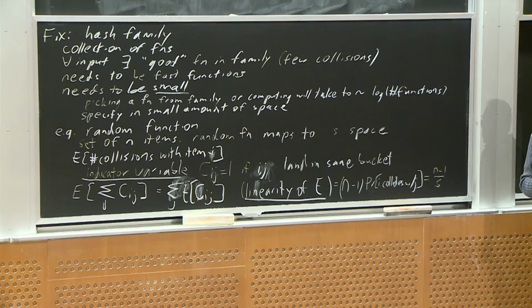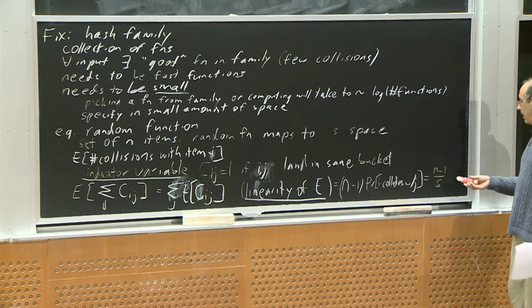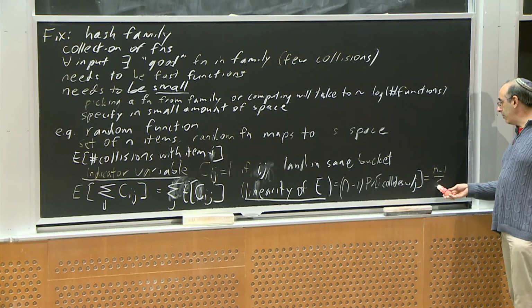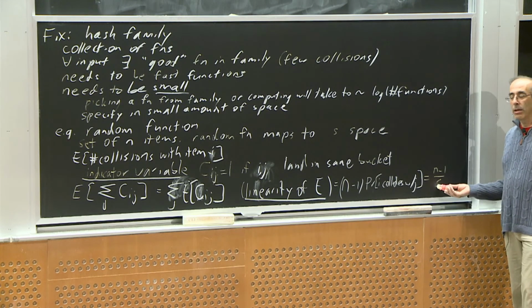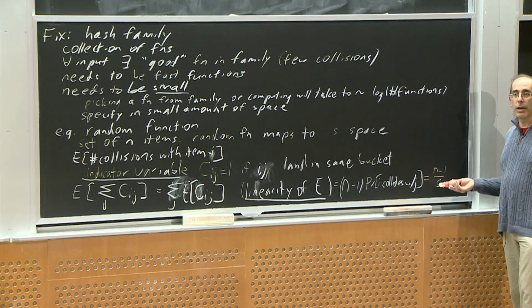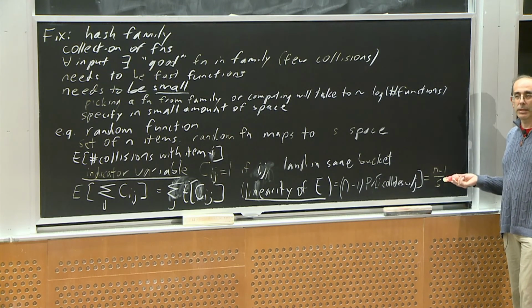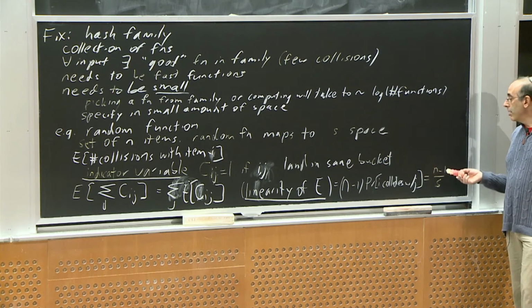Okay? Good question. All right. So a random function gives me this bound on the number of collisions and suggests that, well, if I just make s bigger than n, then this will become order 1, and I'll get the order 1 lookups that I want. Yes? So that's great.